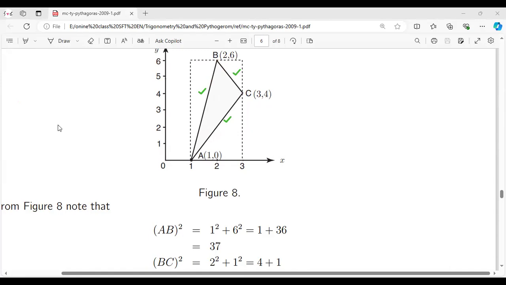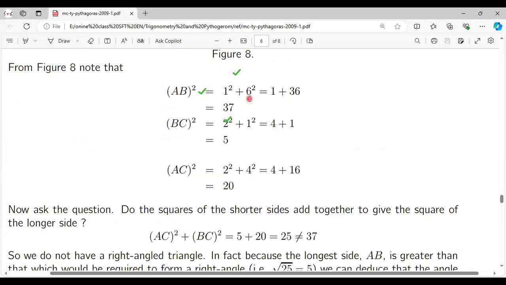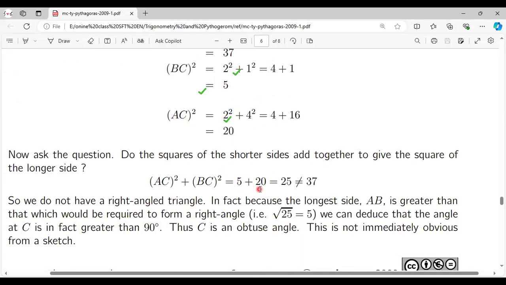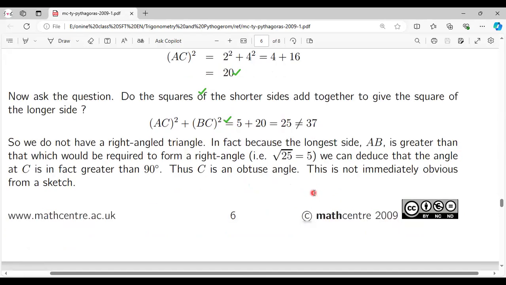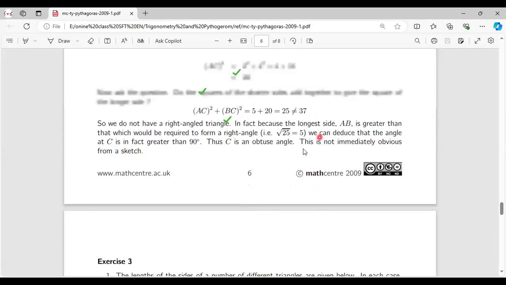So for that, we'll take the two short sides, right? Which is going to be, 37, sorry, the 5 and the 20, right? And you can see 5 and the 20, when it is squared, the answer is actually 25. So it is not equal to the 37, right? In that case, we can say this is not a right angle triangle. Right? This is not a right angle triangle.